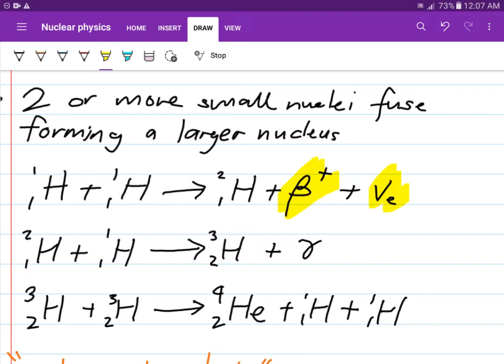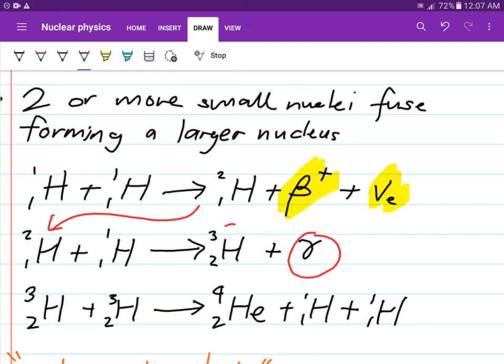So this deuterium will then be used to fuse with another proton, forming this isotope of helium. So this is helium with two protons and one neutron, and in the process you also release a gamma radiation.